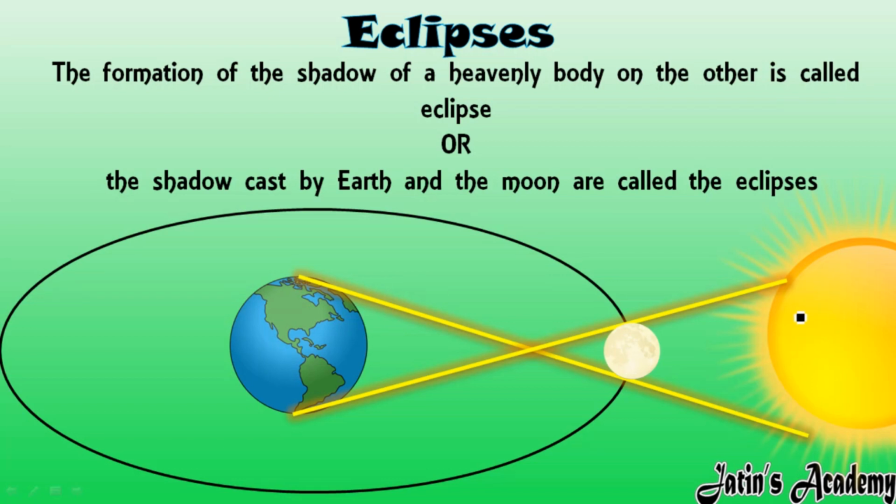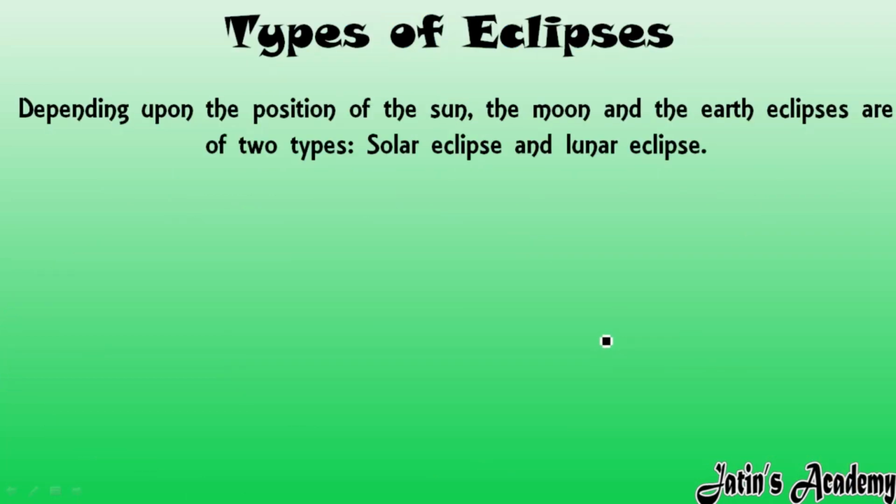So whenever one opaque object is in between the source of light and the screen, the opaque object is obviously going to cast its shadow on the screen. So in that case, what forms? In that case eclipses are formed, or you can say the shadow cast by the earth or the moon is known as eclipses. So see carefully, according to this we have two types of eclipses depending upon the position of sun, moon and the earth.